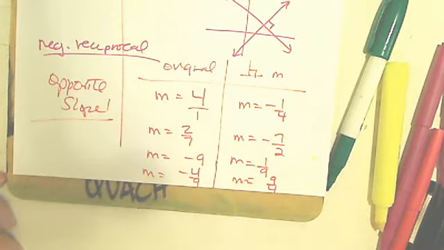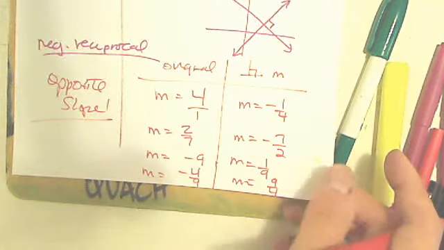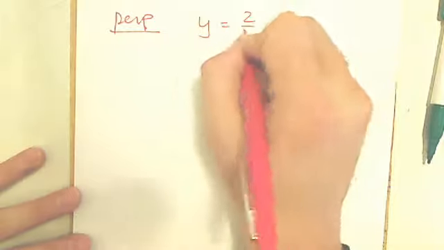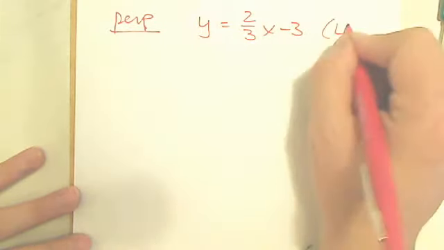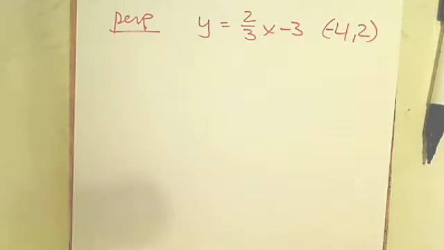Questions? I know this is a lot of stuff to take in. If you have two negative slopes, it won't be a 90-degree angle. For example, perpendicular: y equals 2/3 x minus 3. The point is -4, 2. y equals 2/3 x minus 3.